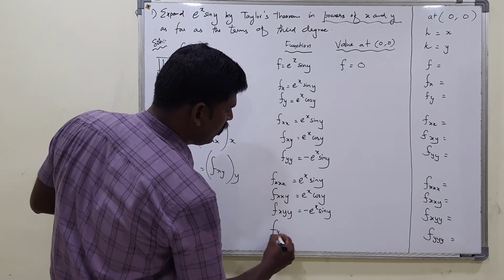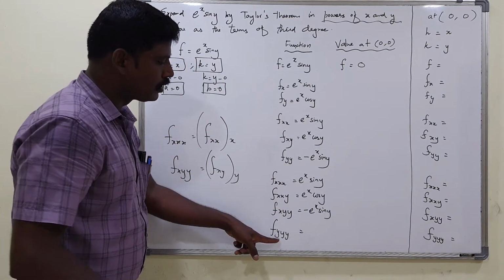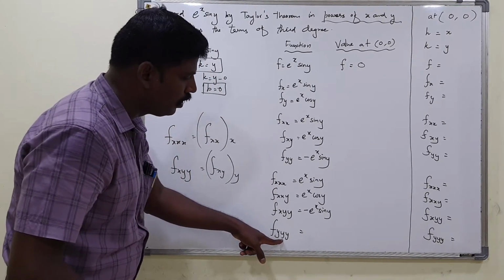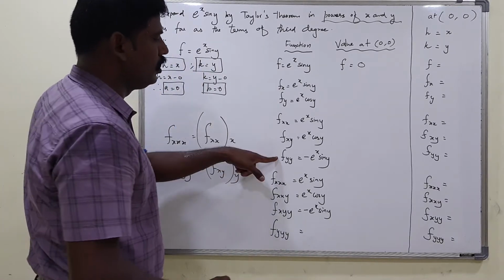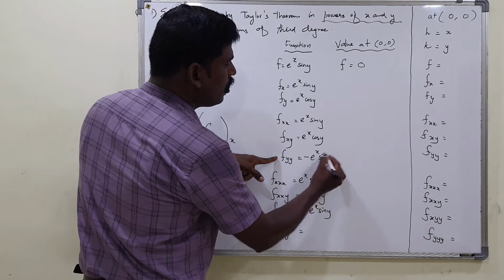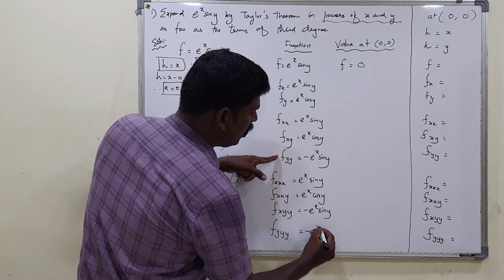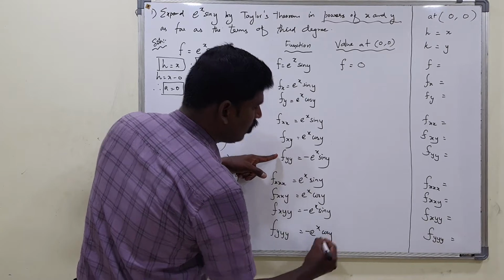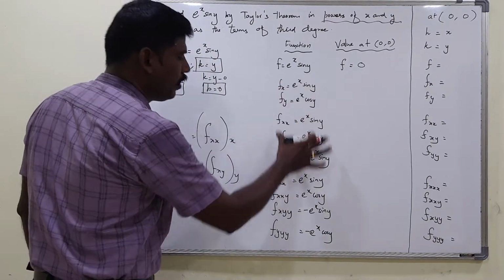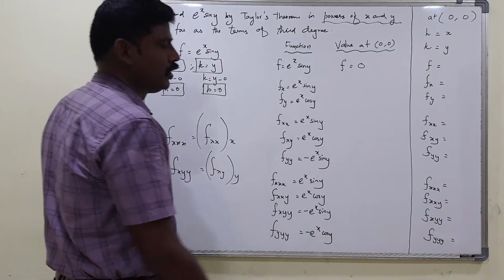And then finally f triple y. What is f triple y? Partial derivative of f double y with respect to y once again. So this is here, and I am going to differentiate partially with respect to y once again. So sin y becomes cos y. So minus e power x is already there, so minus e power x cos y. Right? So now I have found the partial derivatives of all these first order to third order.